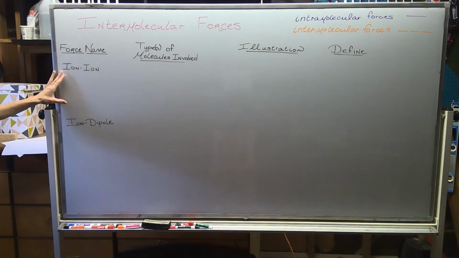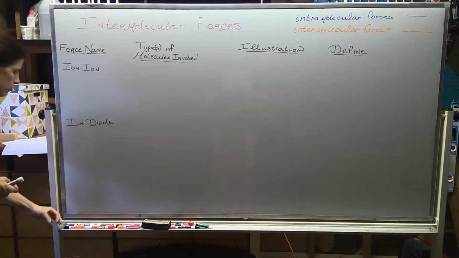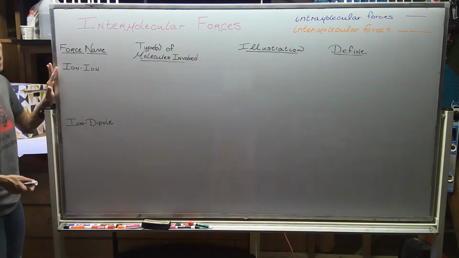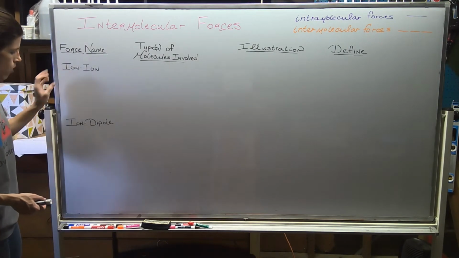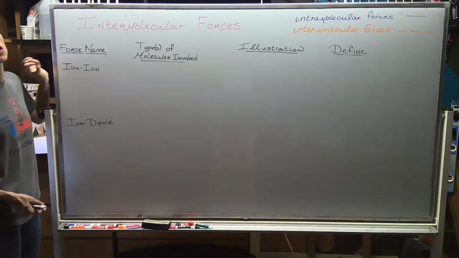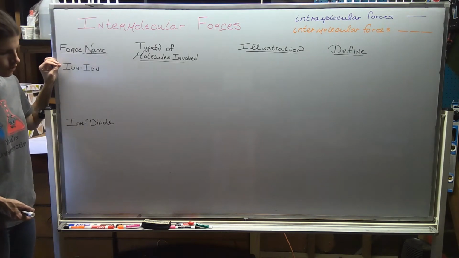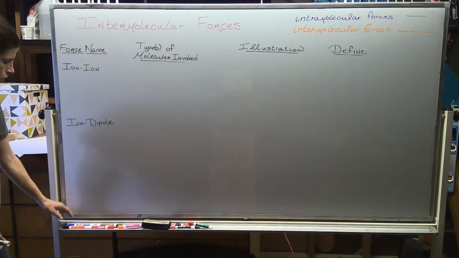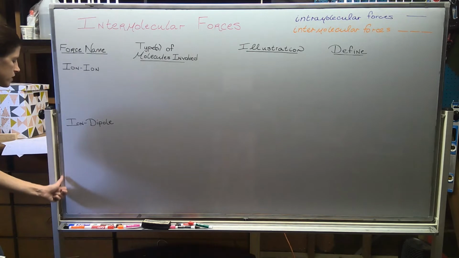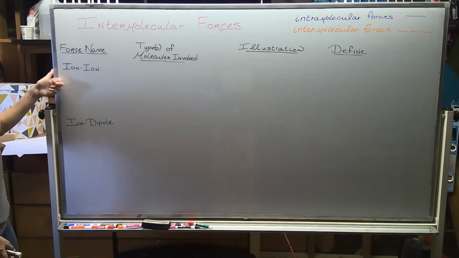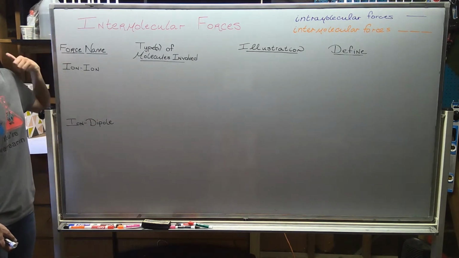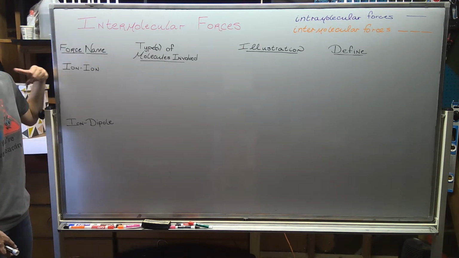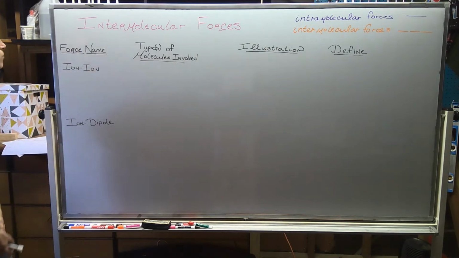We're going to start with ion-ion. Your paper has an arrow at the bottom near London dispersion that goes all the way up to ion-ion. Why did I put that arrow there? Ion-ion is the strongest of all the intermolecular forces, and London dispersion is the weakest. So this arrow on the side of the paper represents increasing strength of the intermolecular force, and that's measured through energy: how much energy would it take to disrupt that intermolecular force?